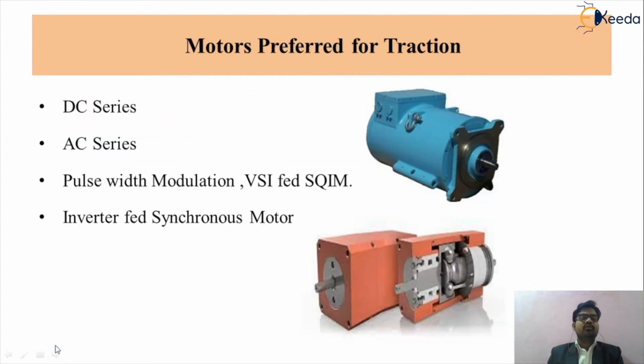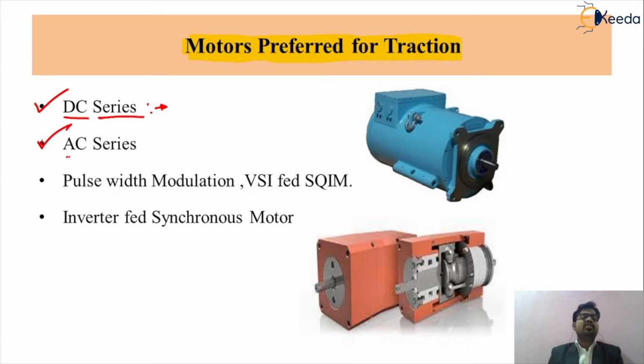Now we can move towards the different types of motors that we prefer according to our requirement. So the motors preferred in the traction system, or the motors which will be used as a traction drive for different purposes. First, this is the motor called the DC series motor. This is a very popular motor because of its different characteristics that we will discuss later on. This is the first motor that we use as a traction drive.